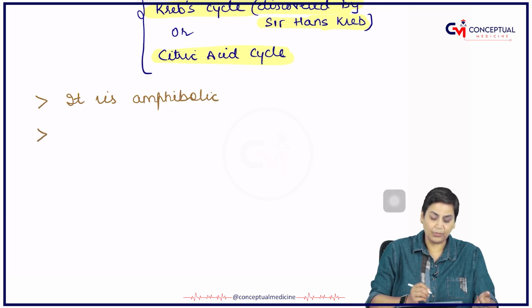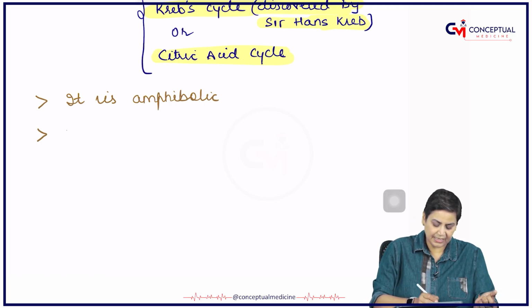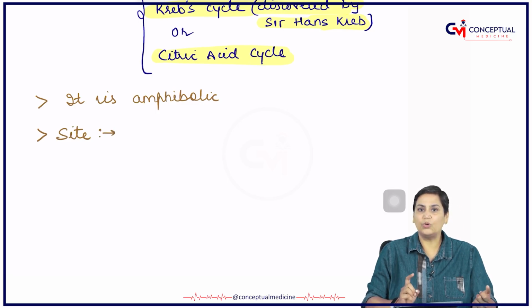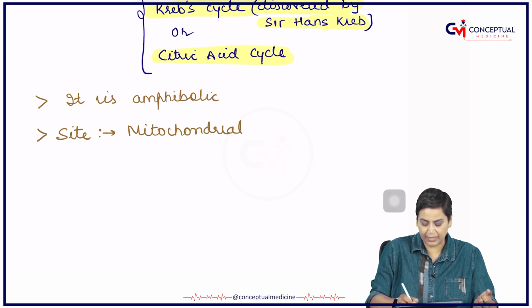Second important point about this is, again we will come to those same things which we are discussing in other pathways. What is the site for the TCA cycle? The site is, it occurs in the matrix of mitochondria, or you can say the mitochondrial matrix.